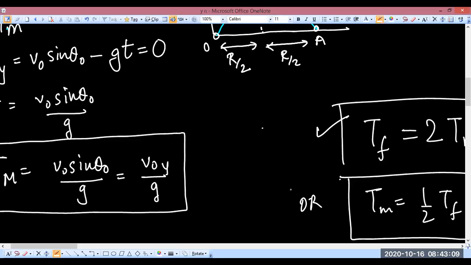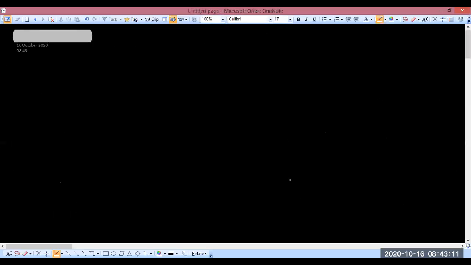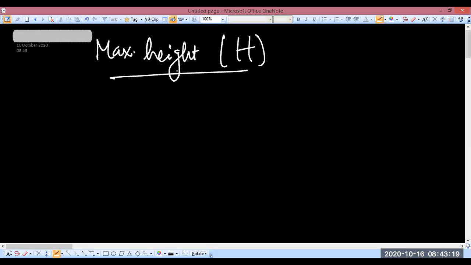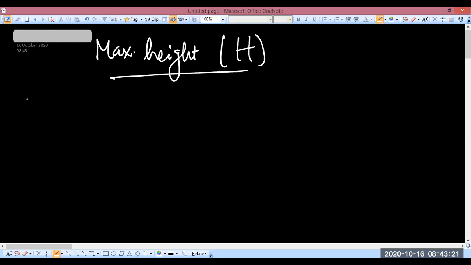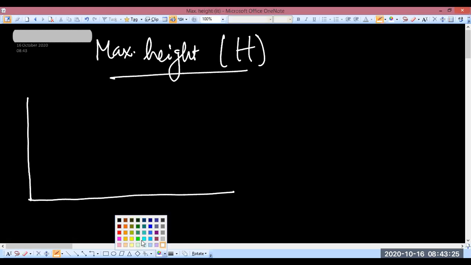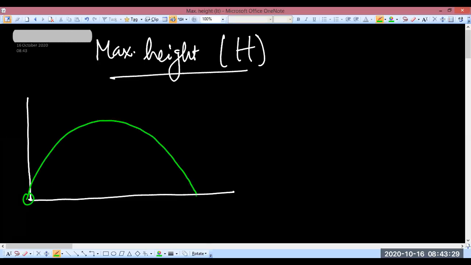Next, maximum height. Maximum height, capital H. Okay, do not write small h, it can cause confusion. So let's say once again that you're throwing something from this ground, it goes off like this, reaches this point A. Okay, but that's not what we are here for. We are here for B, right? Maximum height. So here again, its velocity will be horizontal.